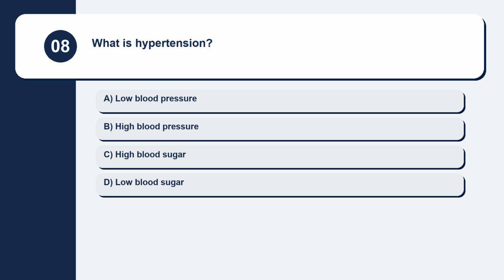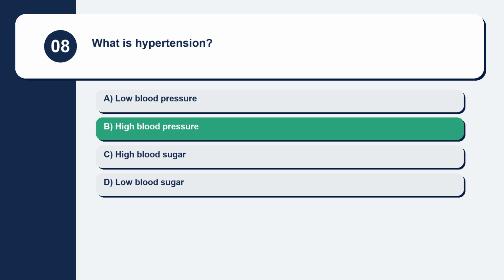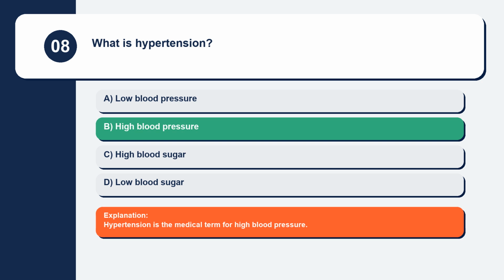Question 8. What is hypertension? Low blood pressure, high blood pressure, high blood sugar, low blood sugar. Hypertension is the medical term for high blood pressure.